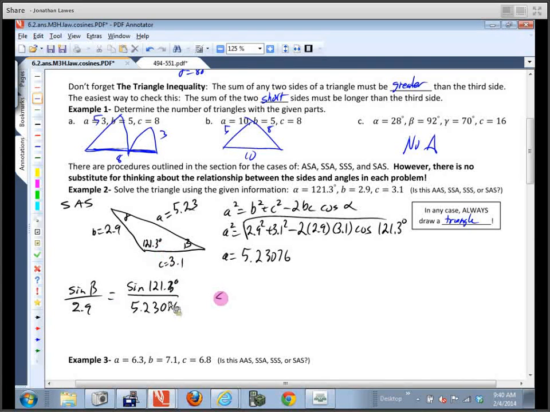I'm going to use sine inverse to solve this. And it's going to be sine inverse of 2.9 sine 121.3 over 5.23076. Do I need to worry about the calculator giving me an answer where, gosh, that might be the right answer, or maybe I need to do 180 minus that answer to get the correct angle? Do I need to worry about that here? I see some shaking heads. No, that's right. Somebody tell me why no is the right answer here.